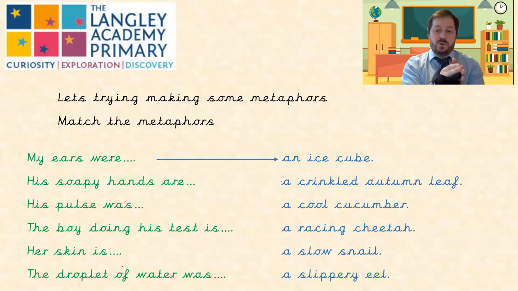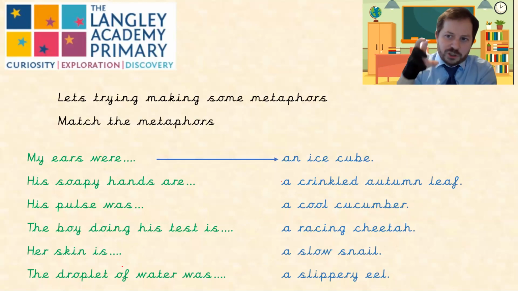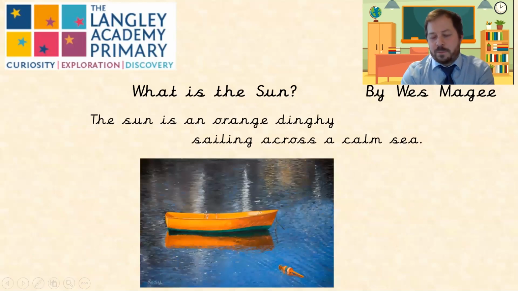The droplet of water was a slow snail, not only slowly traveling down the window pane, but leaving that trail. The more ways you can liken your metaphor to whatever you're comparing it to or making it the same as, the better it works.